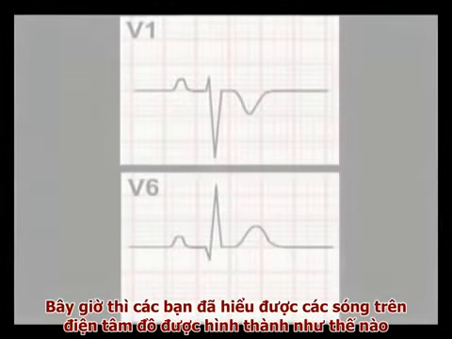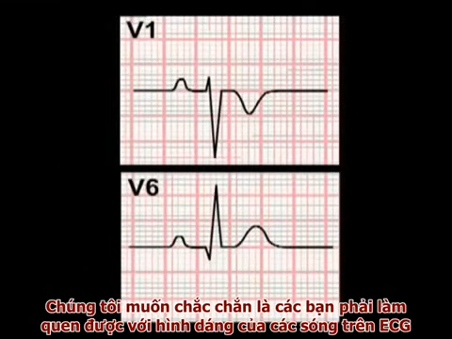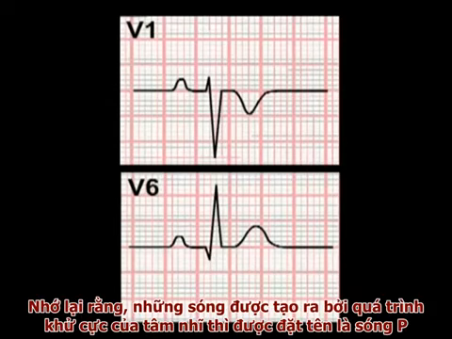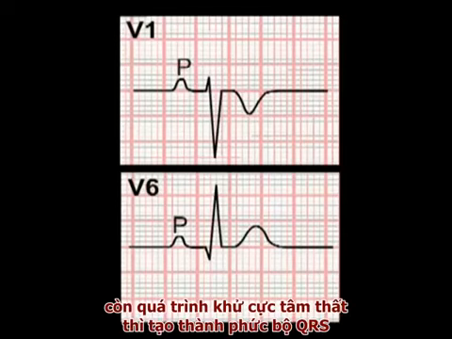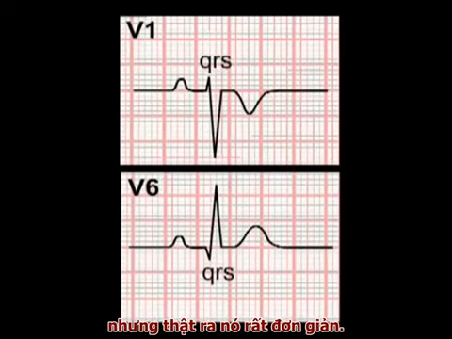Now that you understand how the ECG readout in an individual lead is generated, we need to make sure that you are familiar with the nomenclature of this readout. Remember, the deflection produced by atrial depolarization is termed a P wave, while ventricular depolarization produces the QRS complex. The nomenclature of the QRS complex can cause some confusion, but is in fact quite straightforward.